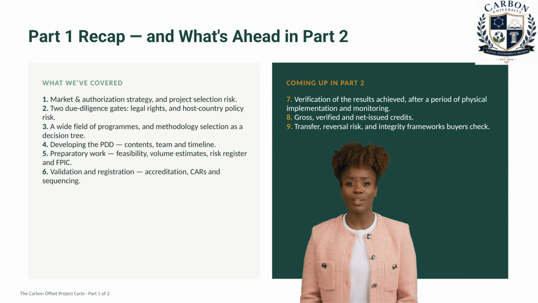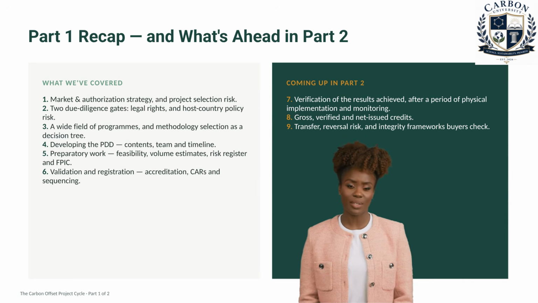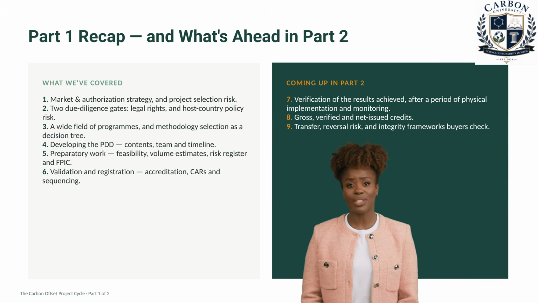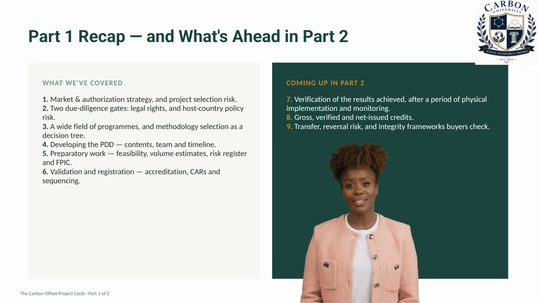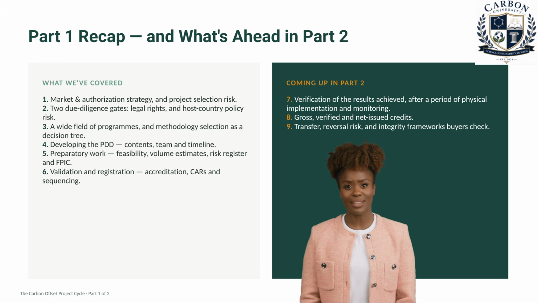This completes part 1 of our course on the carbon offset project cycle. In part 2, we'll follow the project through implementation, verification, issuance, and transfer. And what happens after transfer, including the integrity frameworks that increasingly determine whether a credit is actually in demand. Let's go there.